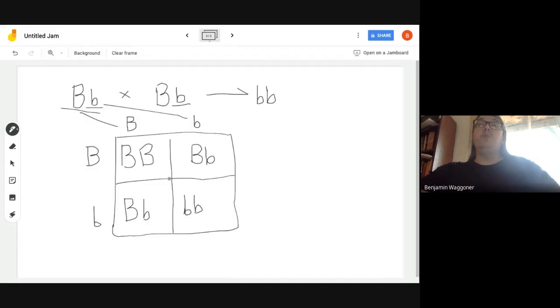1/4 of our turkey poults, that's baby turkeys, will have genotype BB, and they will look bronze. Half of our turkey poults will have genotype Bb, and they will look bronze. And 1/4 will have the genotype bb, and they will look red. So that takes care of that much. So I'm going to cut back to the practice problems.